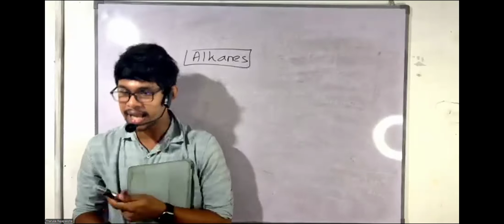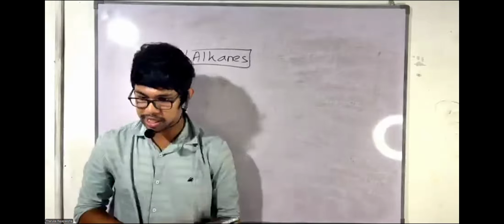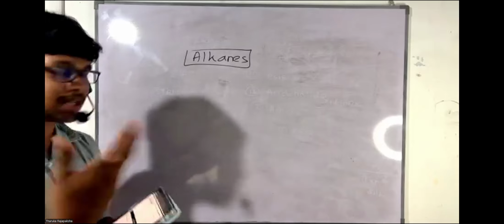So alkanes, right? What are alkanes? You have done this in your O levels, right? Under O levels, you had hydrocarbons, as I can remember. It's a long time. So you had alkanes, alkenes, alkynes. Alkanes are compounds containing carbon atoms and hydrogen atoms, and there are no double bonds or triple bonds between the carbon atoms. Carbon has only single bonds.